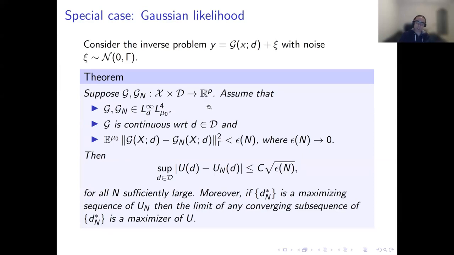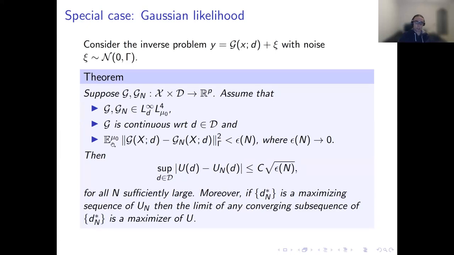And so the moment bounds that we have correspond to the following assumptions: both G and G_n are in L infinity with respect to the design variable, and what is L infinity is actually the L4 norm with respect to the prior measure. Moreover, if G is continuous with respect to D, this will imply the continuity condition that we had earlier. Secondly, the Kullback-Leibler divergence between the two Gaussians implies that the condition is simply an L2 type approximation rate.